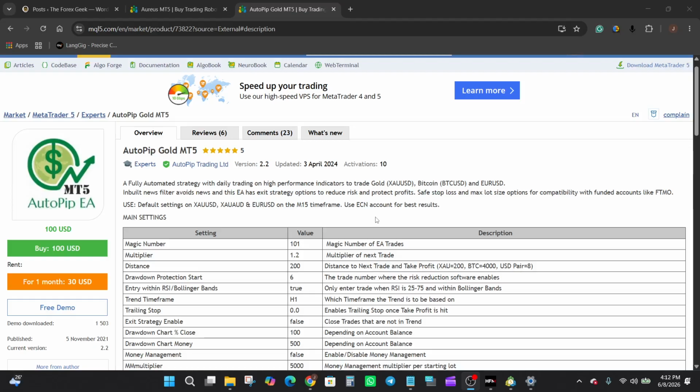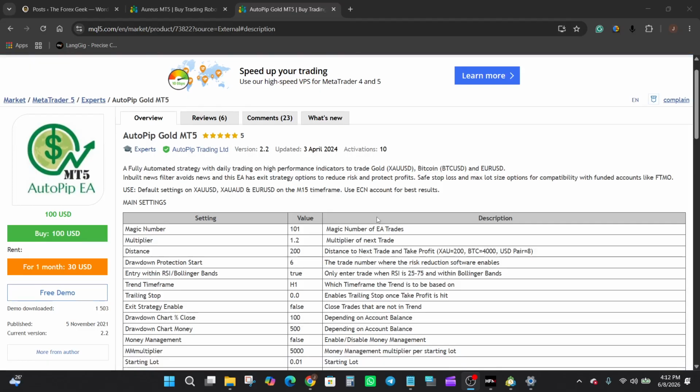So in this review, I am going to walk through the Autopip EA on the MQL5 marketplace, break down how it is presented, what it is designed to do, and then go into the historical backtesting to understand its trading behavior.